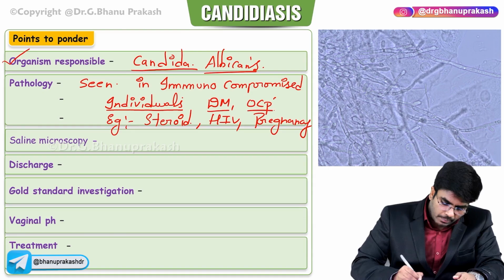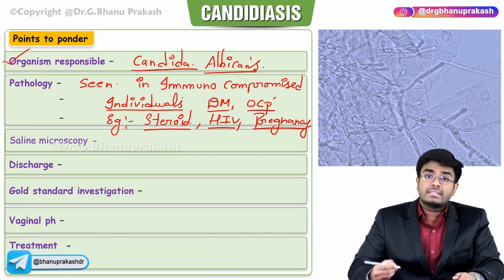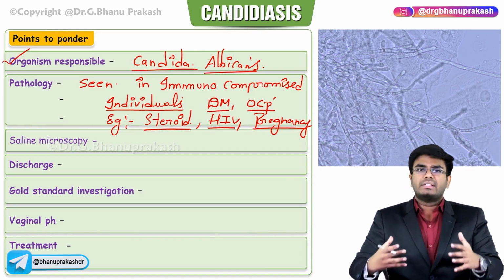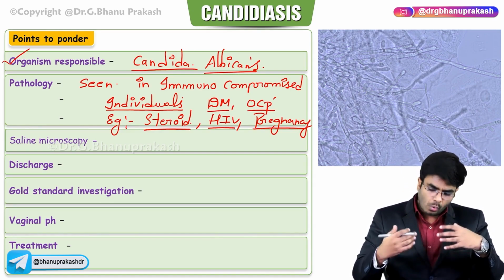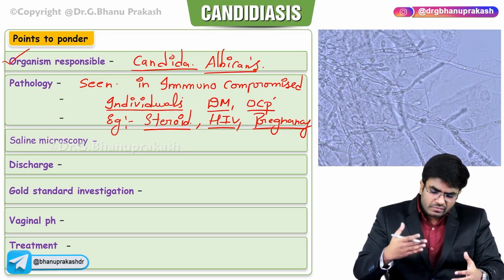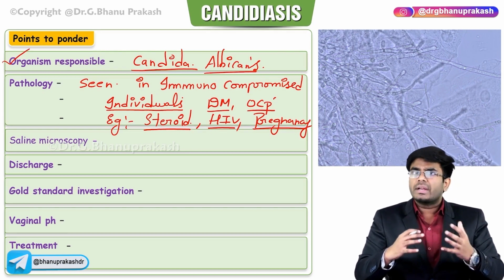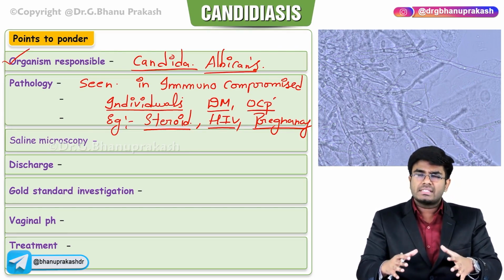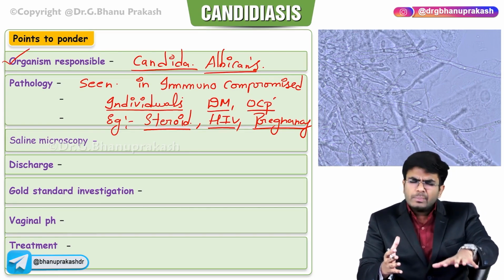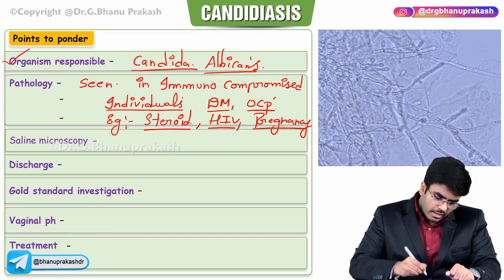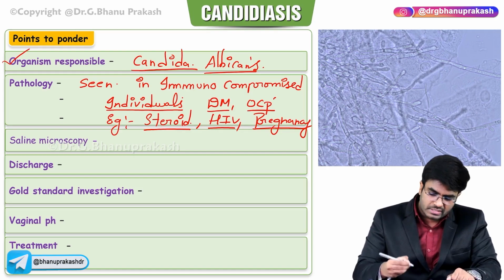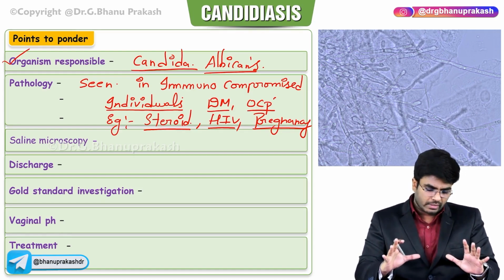So, what are the examples of the immunocompromised states, guys? Diabetes mellitus; we all know diabetes is an immunocompromised state. Oral contraceptive pills: using these pills will cause a pseudo pregnancy state, and we all know that a pseudo pregnancy state or a pregnancy state is an immunocompromised state. Now, steroid usage, HIV persons and pregnancy, we have completed.